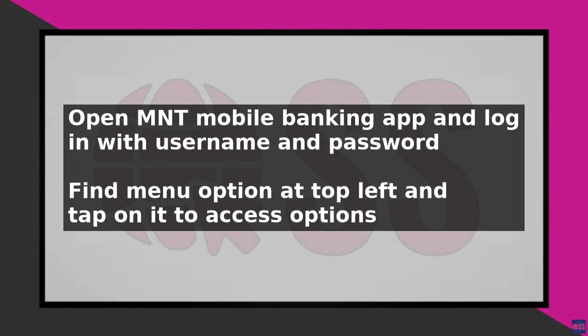To order a replacement card in M&T Bank, start by opening the M&T mobile banking app and logging in with your username and password. Once logged in, you will be on the home section, where you can find the menu option located at the top left. Tap on the menu option and scroll down to find the Card Services option.